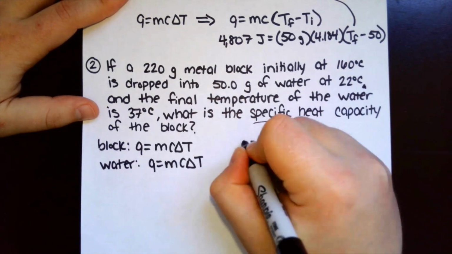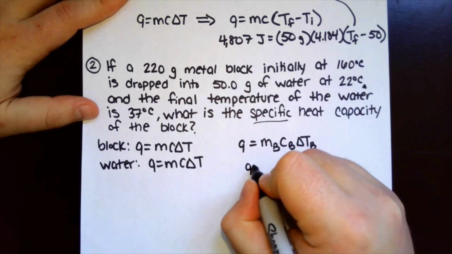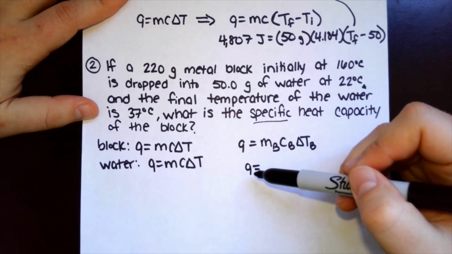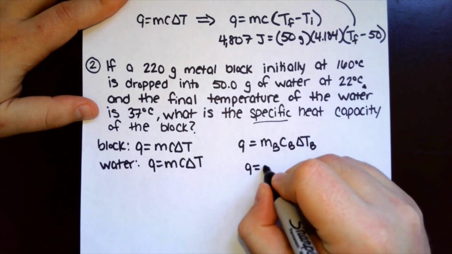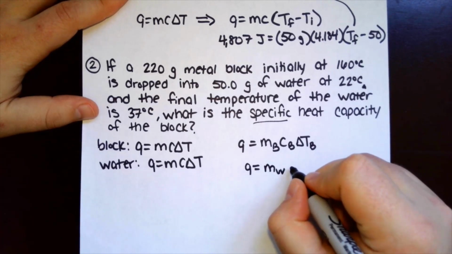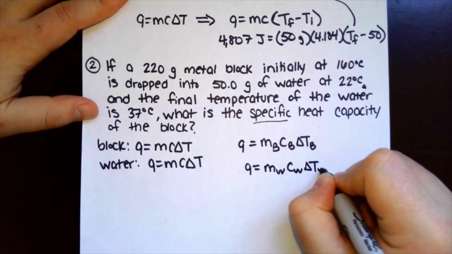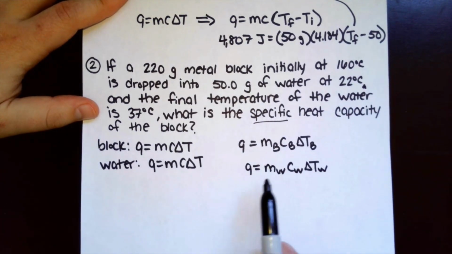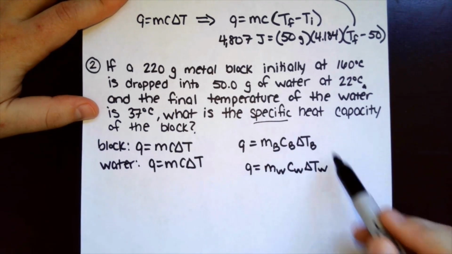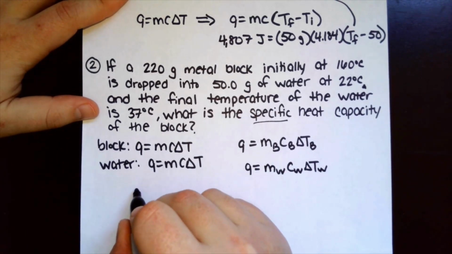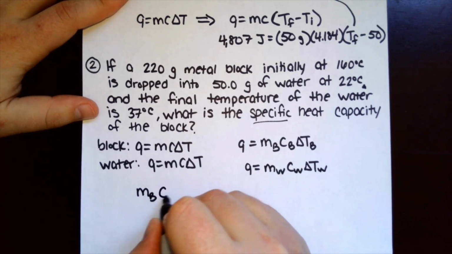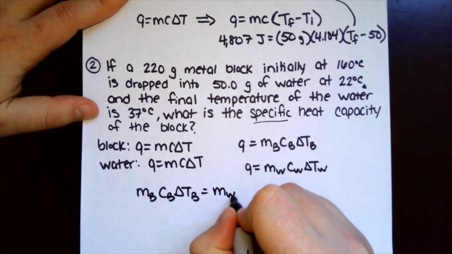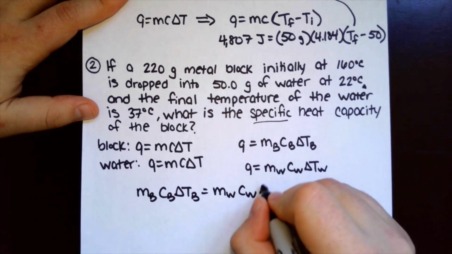If that equals Q, and that exact same Q, because remember all of the heat transferred by the block is the exact same heat transferred to the water, so this is MW, CW, and delta TW. If this is equal to Q, and this is equal to the exact same Q, they also have to be equal to each other. So you can rewrite it as M sub B times C sub B times delta T equals mass of the water times the specific heat capacity of the water times the delta T of the water.